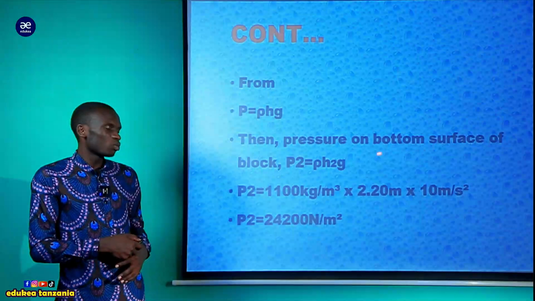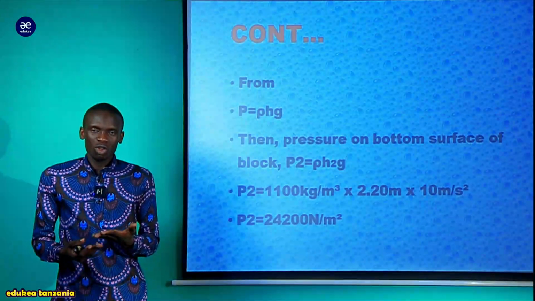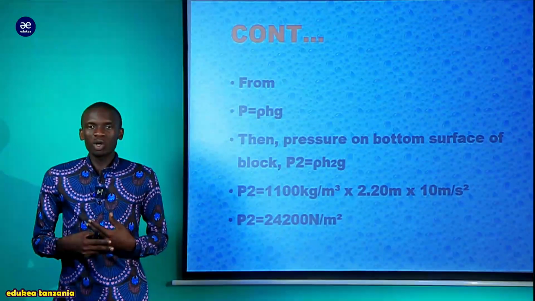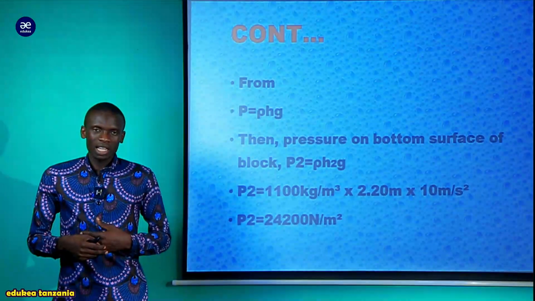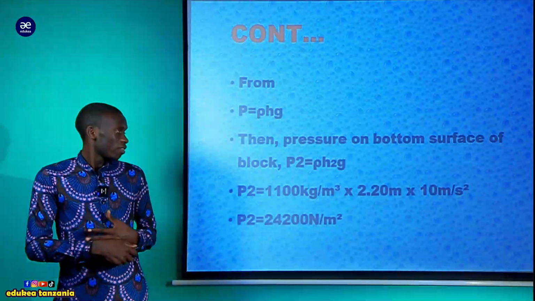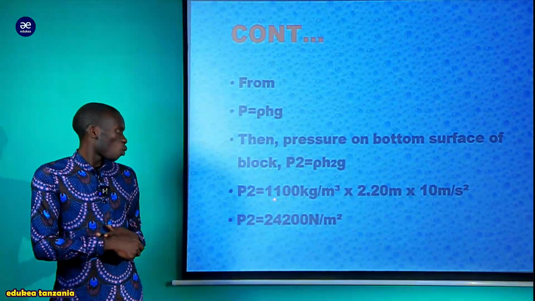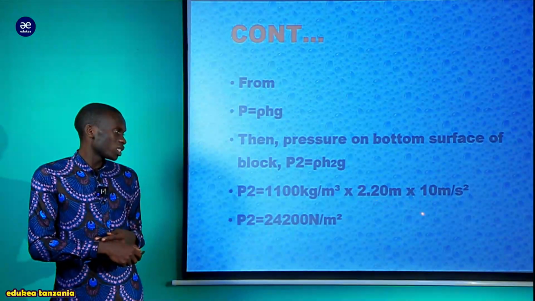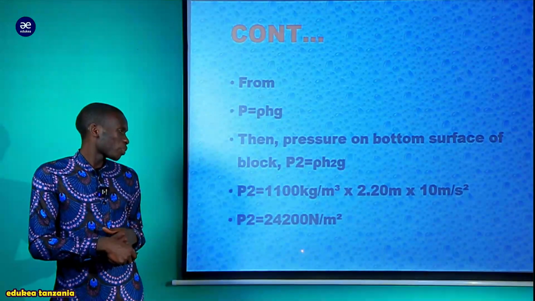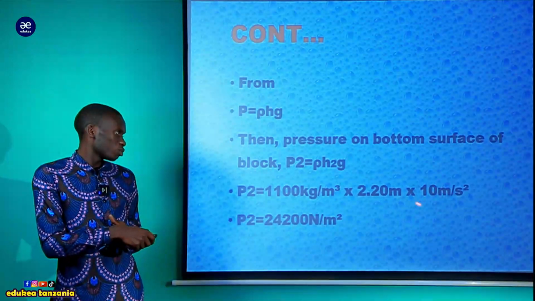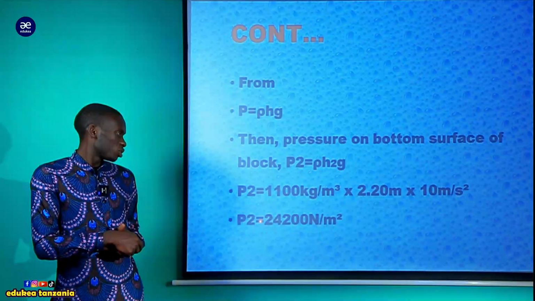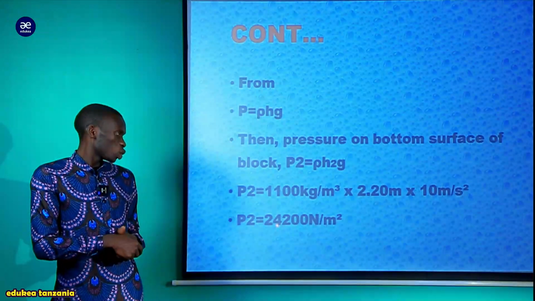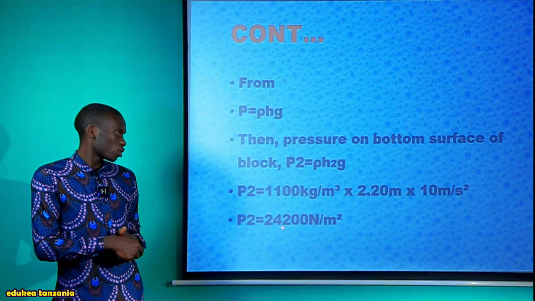pressure on the bottom, pressure chini sasa block ilikuwa na act kiasi gani? Pressure chini pale sasa block ilikuwa katika depth ambayo ilikuwa ni 2.2 meter. Density ni ile ile inabakia constant na g. Then pressure will be equal to 1100 kg per meter cubed times 2.2 meter times 10 meter per second squared. If you make a well calculation here, you obtain that the pressure acting at the bottom surface of the block is equal to 24,200.